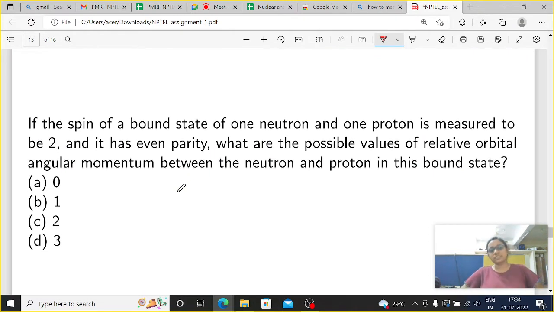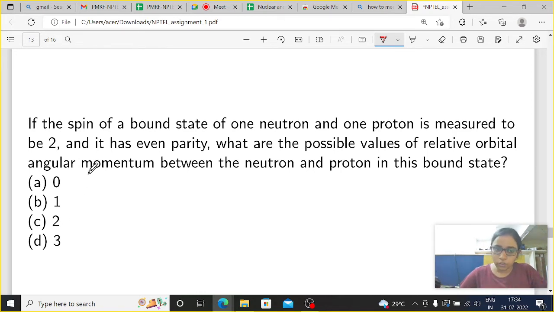The sixth question is: if the spin of a bound state of one neutron and one proton is measured to be 2 and it has even parity, then what are the possible values of relative orbital angular momentum between the neutron and proton in this bound state?